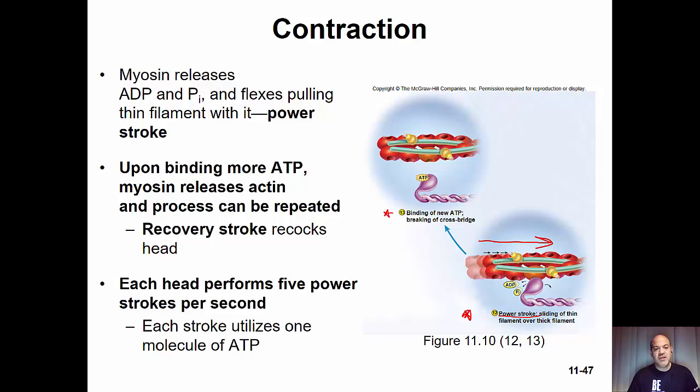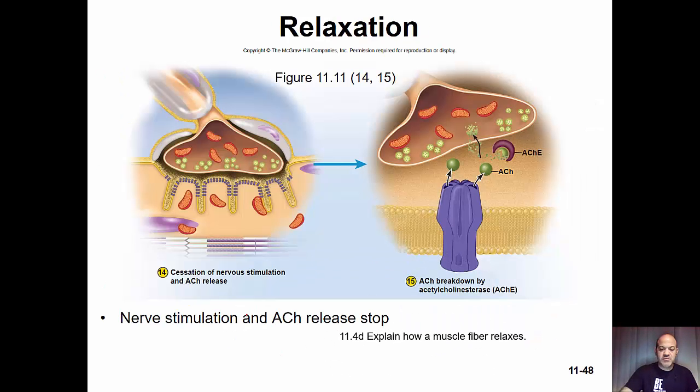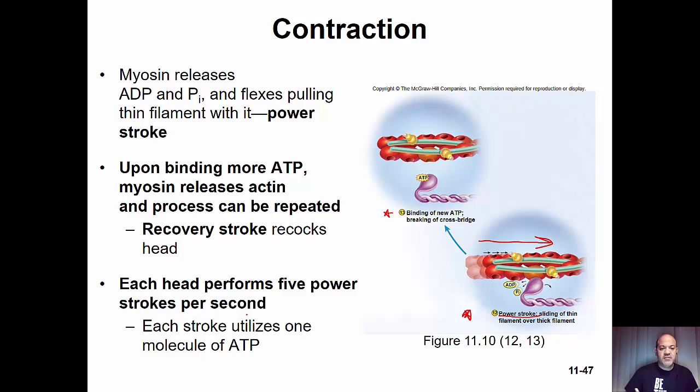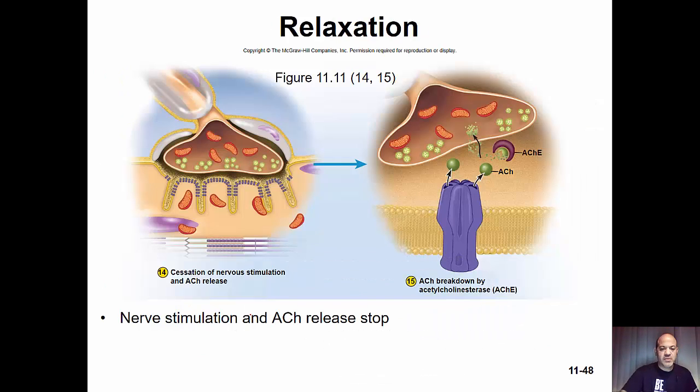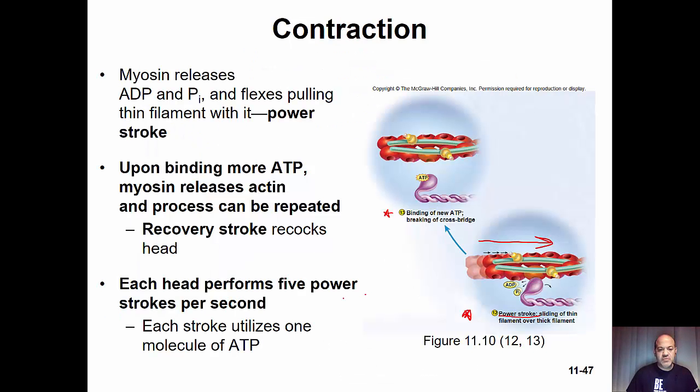Okay, so this can actually happen up to 5 times per second. We can get 5 of these power strokes per second, and each of the power strokes would require the use of 1 ATP.